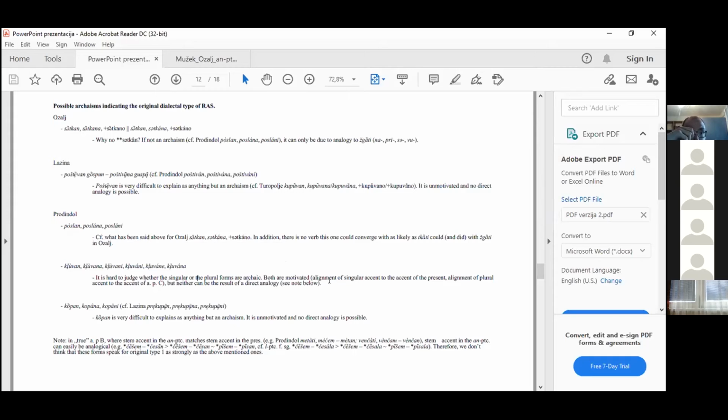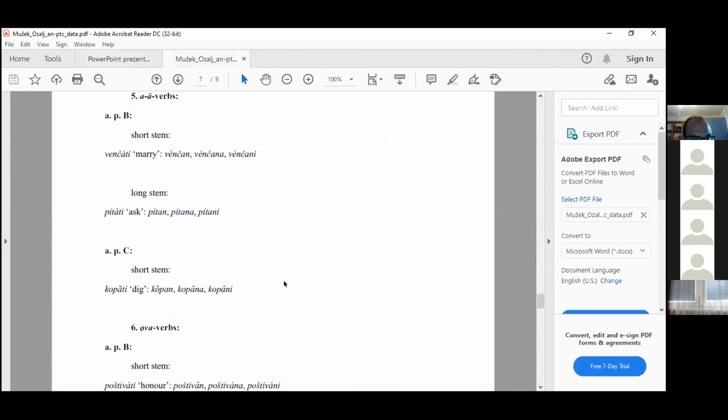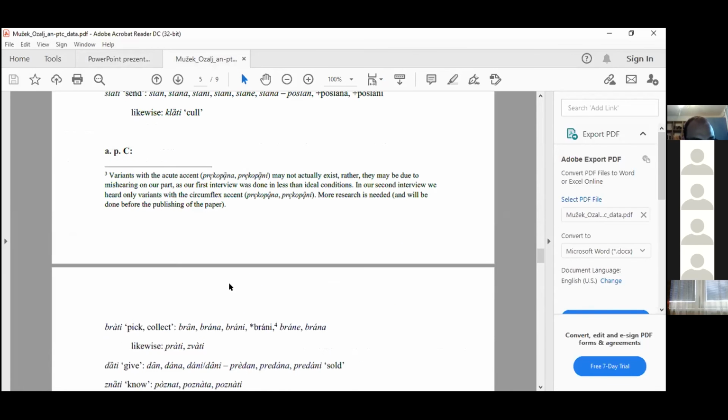However, in Tuscany and Lazina, there is one verb of this class, original accent paradigm B verb, which actually seems to shift to long stems.